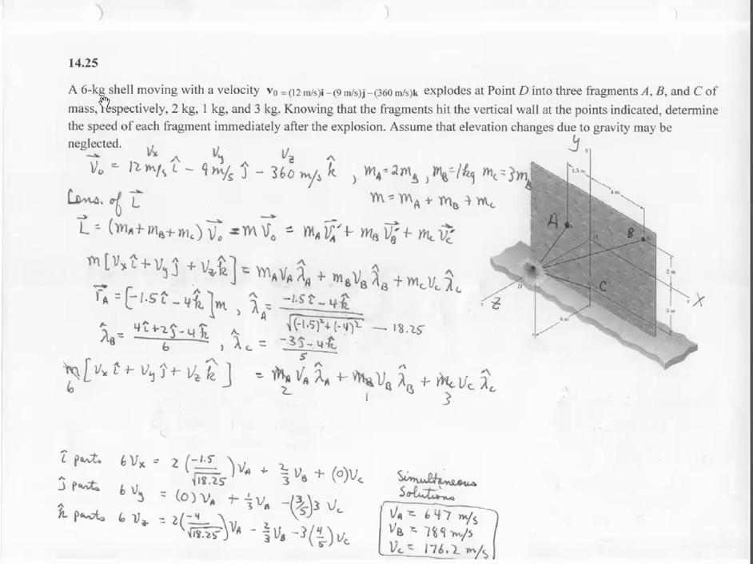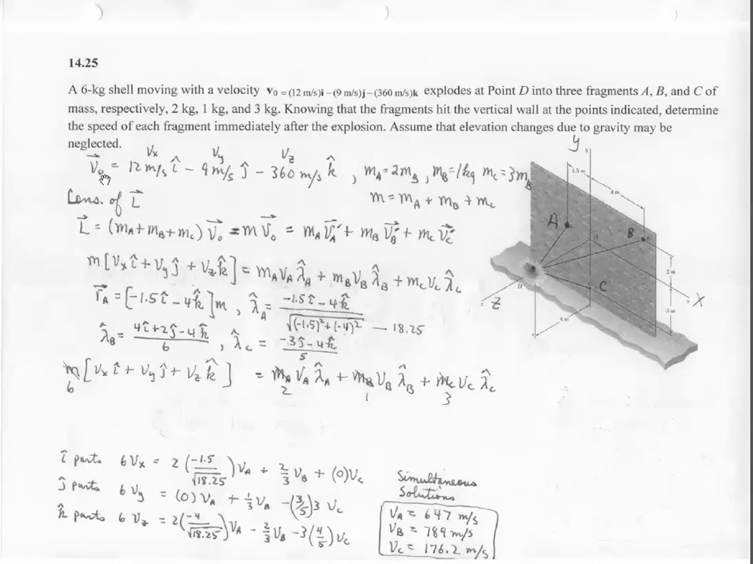Problem 14.25 says that a 6 kilogram shell moving with velocity v naught of 12 meters per second in the i, minus 9 meters per second in j, and minus 360 meters per second in k explodes at point D into 3 fragments A, B, and C of mass respectively 2, 1, and 3 kilograms. Knowing that the fragments hit the wall at the points indicated, determine the speed of each fragment immediately after the explosion. Assume that the elevation changes due to gravity may be neglected in this case.